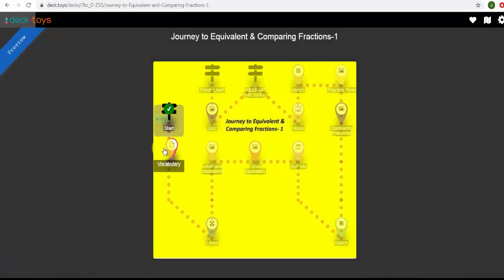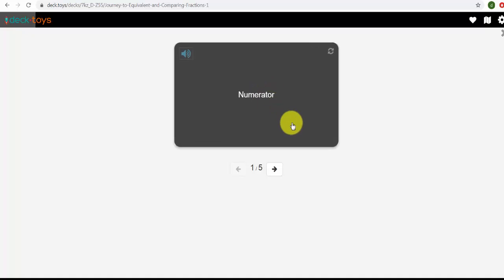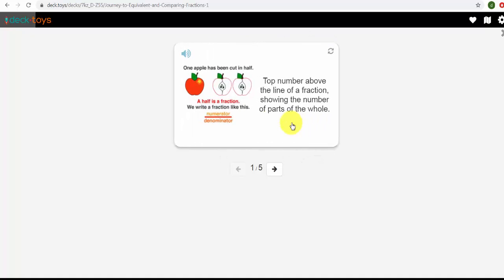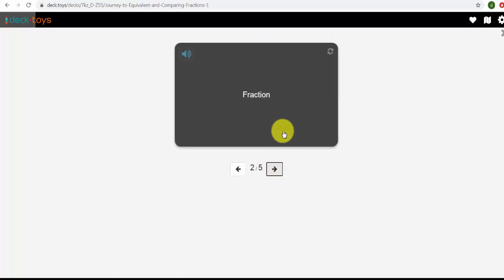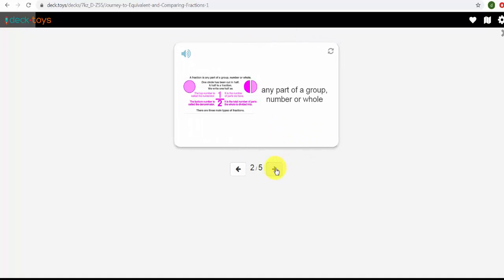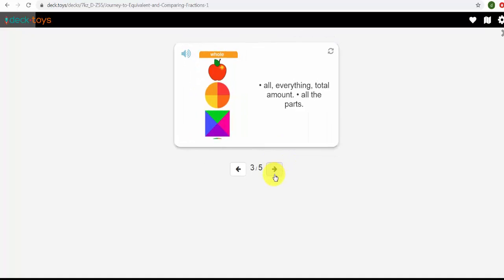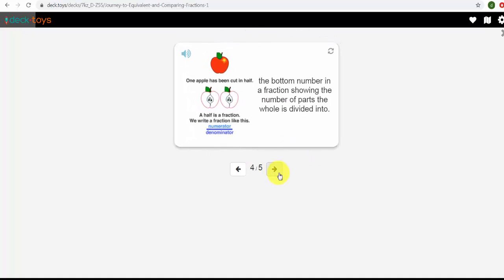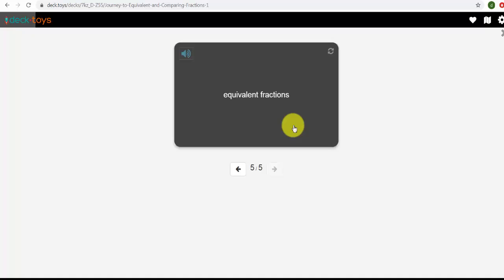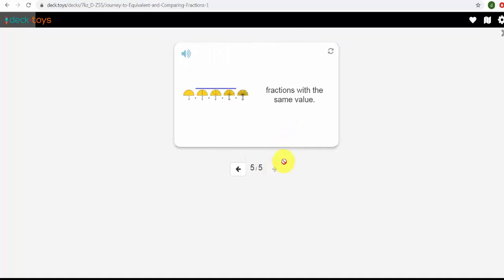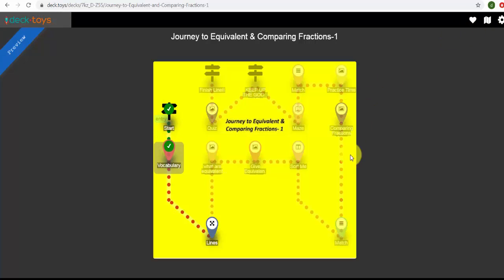Okay. Vocabulary. Numerator. It tells you what a numerator is by clicking here. Okay, it's the bottom number. Fraction. Shows you what a fraction is. A whole. Denominator. Equivalent fractions. Whoa. Okay. That's number 5, so let's hit the X and go to the next one.